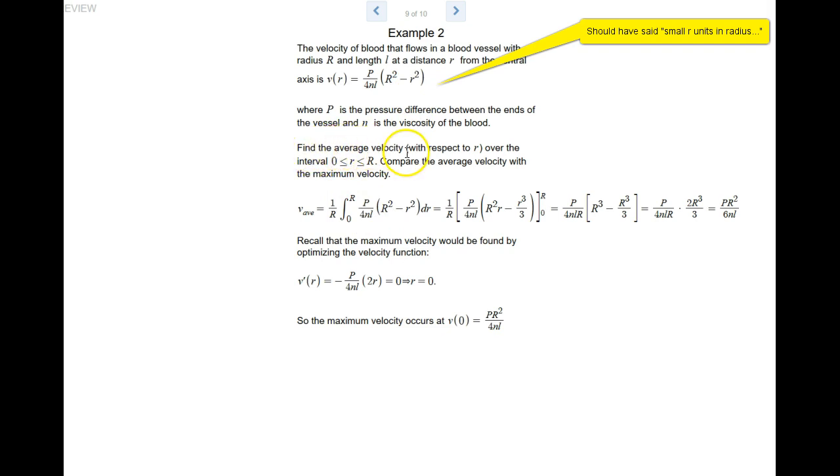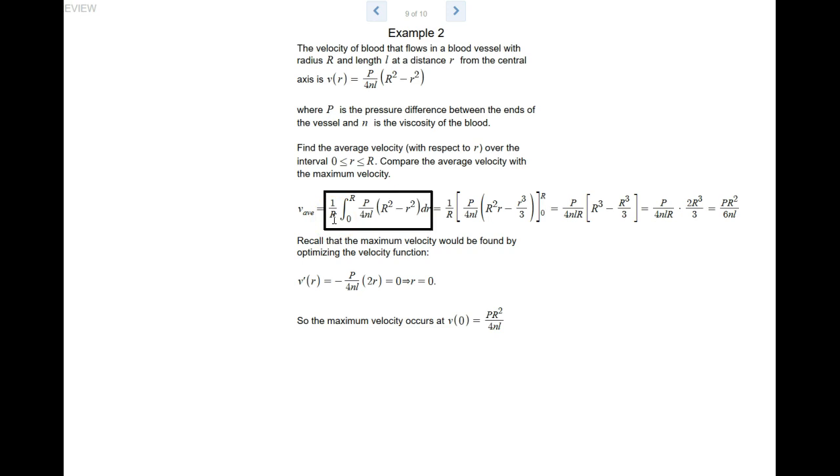So to find the average velocity with respect to little r over this interval, we again would use our average value formula, and it would be 1 over capital R, where capital R is the width of the interval, times the definite integral from 0 to capital R of our velocity function, and we're going to integrate with respect to small r. And we get this expression, P times capital R squared over 6 times N L, where N is the viscosity of the blood and L is the length of the blood vessel.